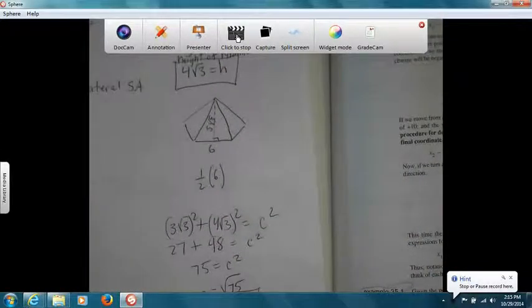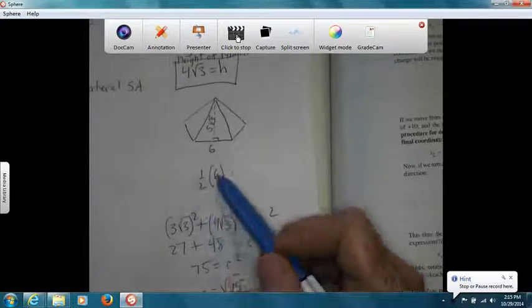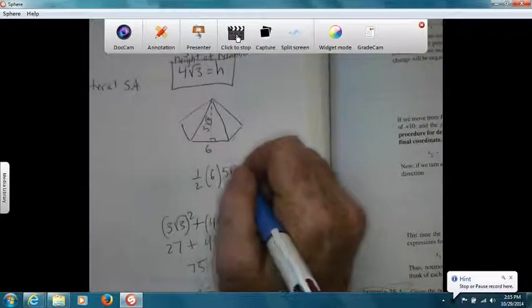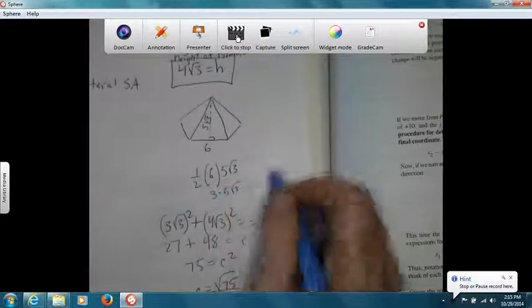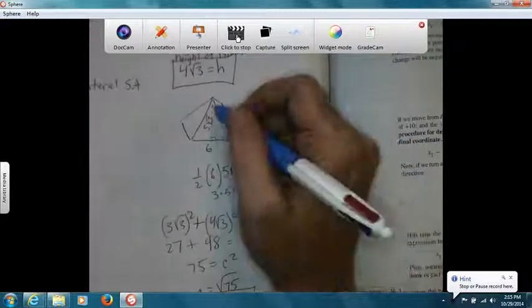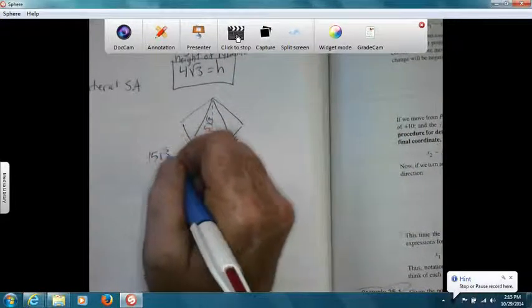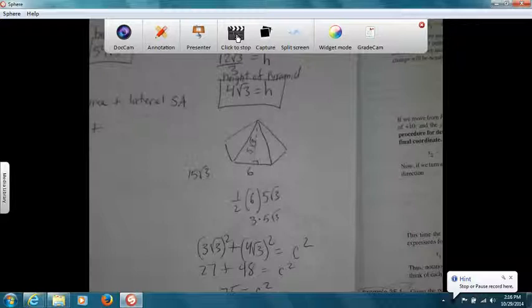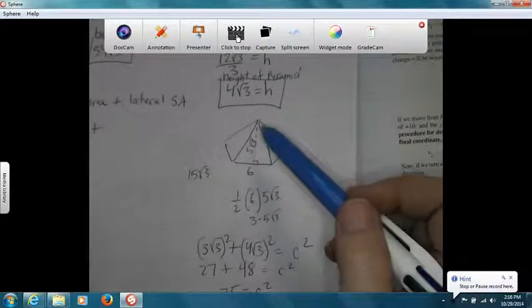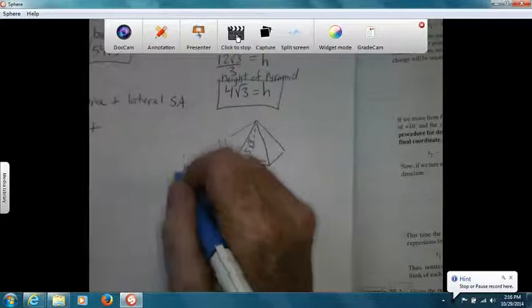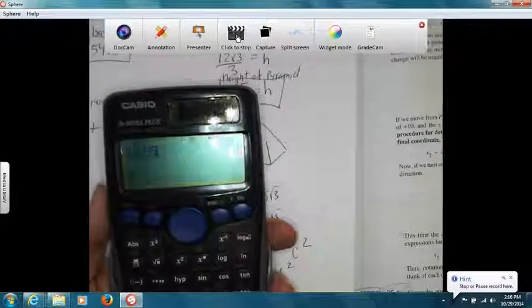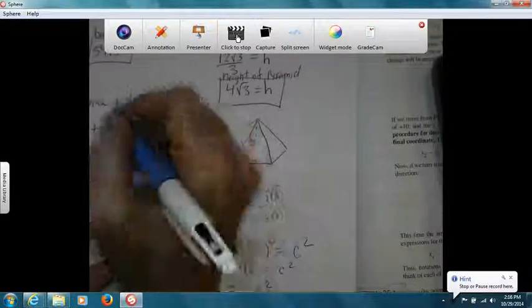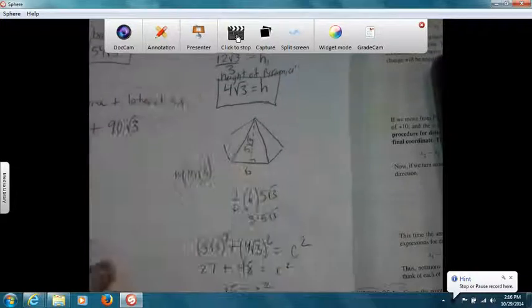Now I can finally find the area of the triangle. It's 1/2 times base times height. Well, 1/2 of 6 is 3. And 3 times 5 root 3 is 15 root 3. Okay, so one of these triangles is 15 root 3. But for my lateral surface area, I need to add up the 6 triangles. So I have to multiply that by 6, and 6 times 15 is 90 root 3. That's the 6 triangles on the outside.